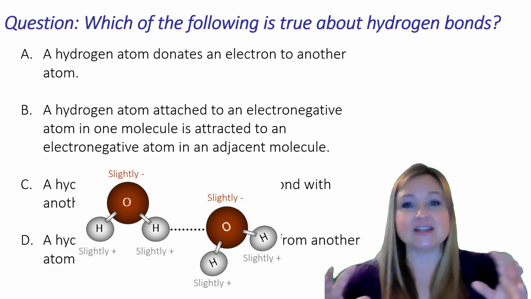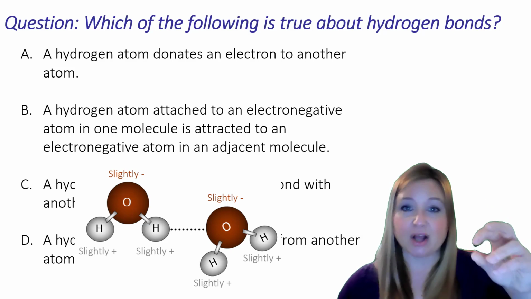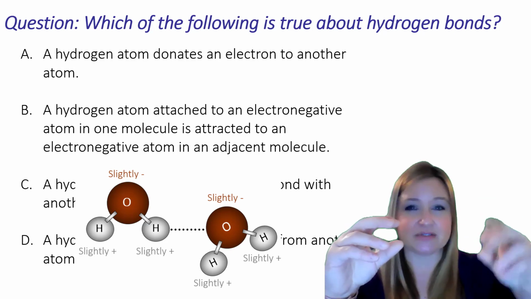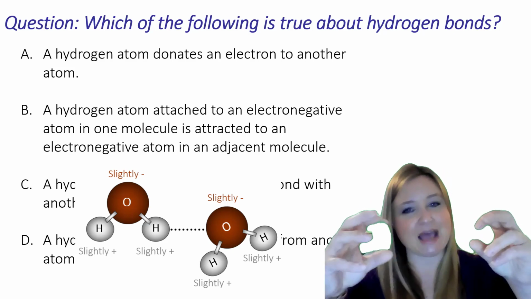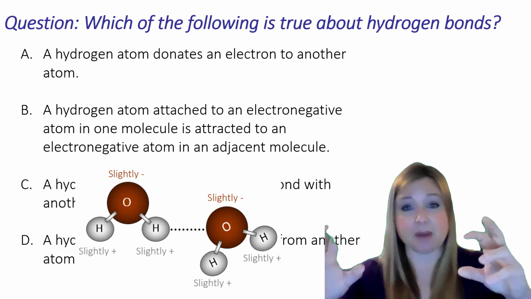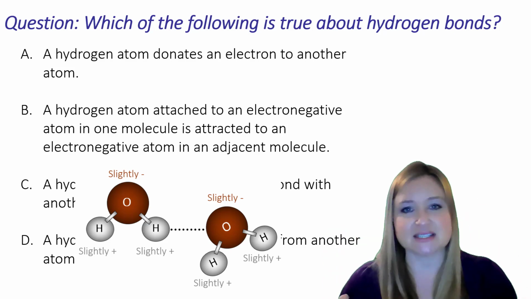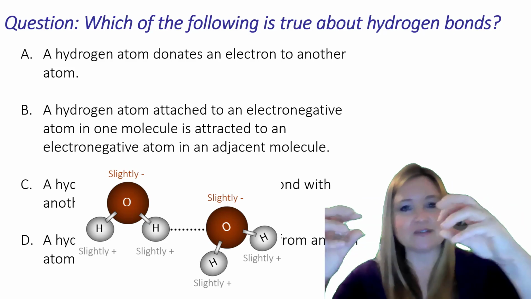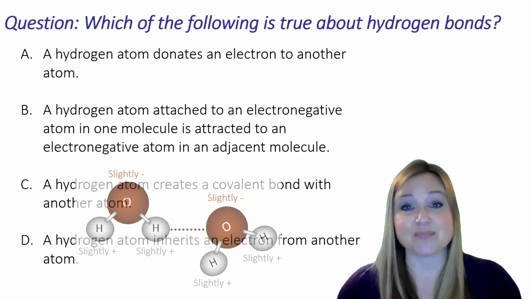So that is true about hydrogen bonds, that hydrogen in one molecule has a slightly positive charge, and so it's attracted to a slightly negative atom in an adjacent molecule. And that's an important part, adjacent molecule, right? It's not within that one molecule because we know water is held together by polar covalent bonds. But when we're talking about two different molecules, well, now they can have hydrogen bonds between them.